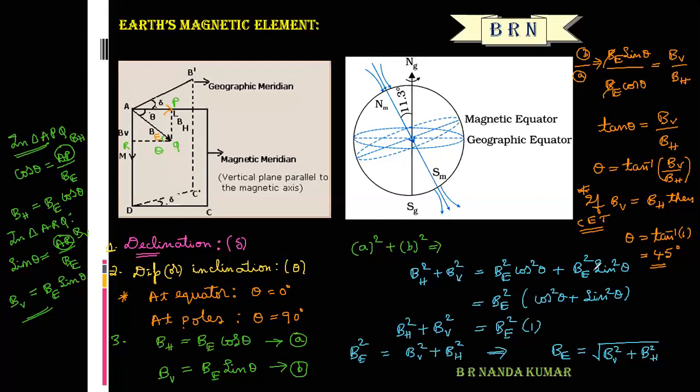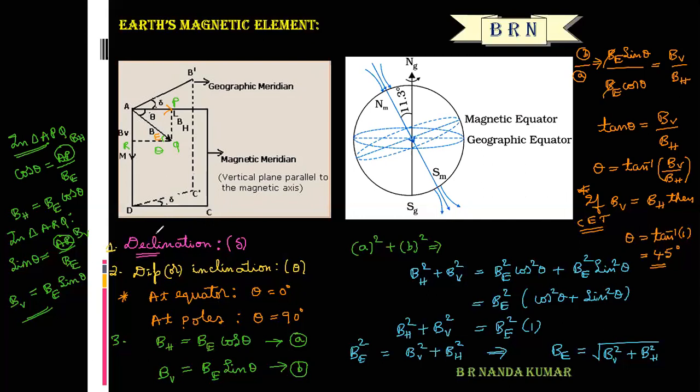What are Earth's magnetic elements? The quantities which completely determine the Earth's magnetic field at a place are called Earth's magnetic elements. They are declination, dip or inclination, horizontal and vertical components of Earth's magnetic field. What is the meaning of magnetic meridian? The plane passing through the given place and the magnetic north and south pole of the Earth's surface. Geographic meridian is the plane passing through the given place and the geographic north and south pole of the Earth's surface.